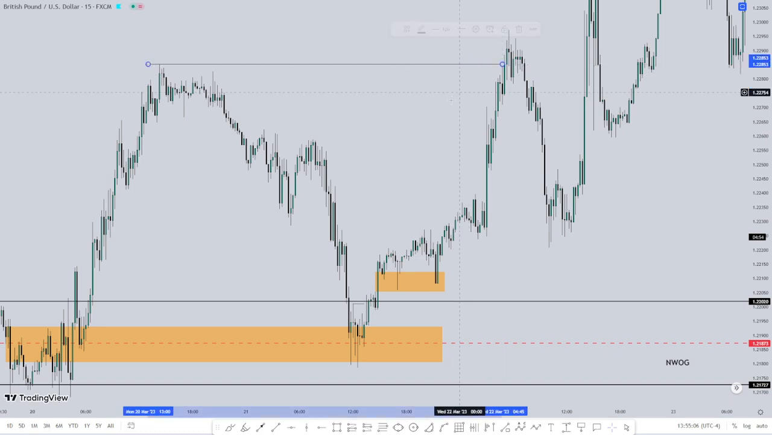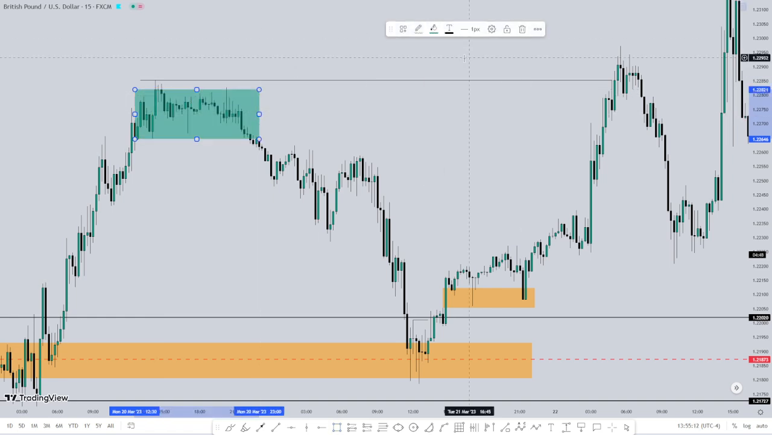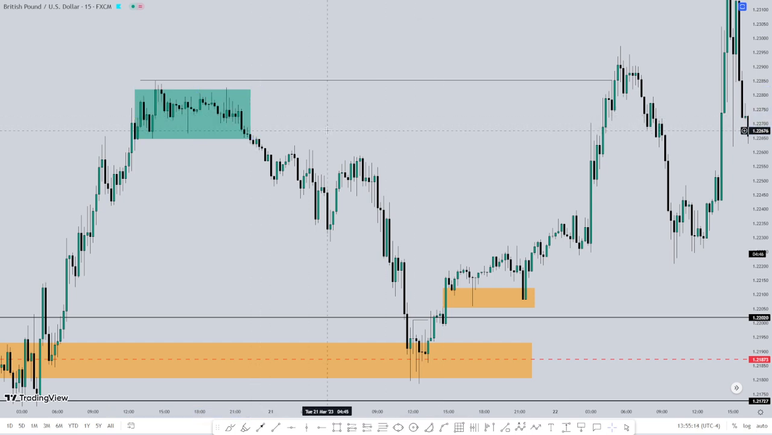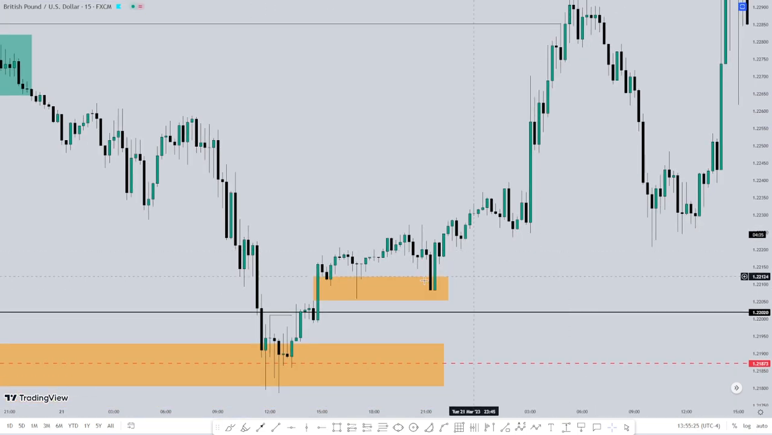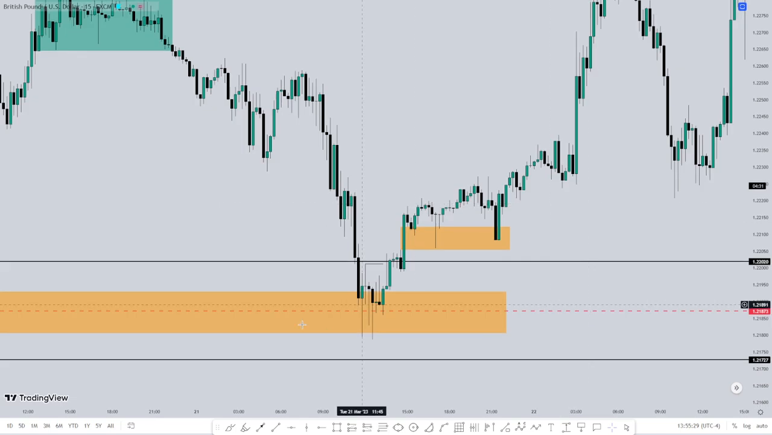So we have this original consolidation right here. When you take the trade, you can target consolidations like here or here. So we had this original consolidation right here, as you can see. So this is the market maker buy model.